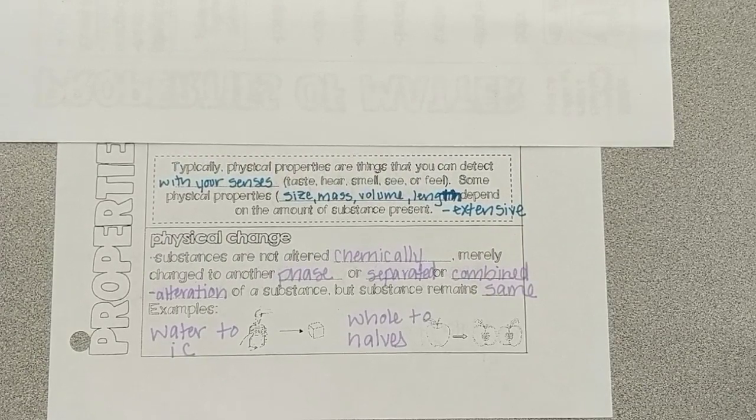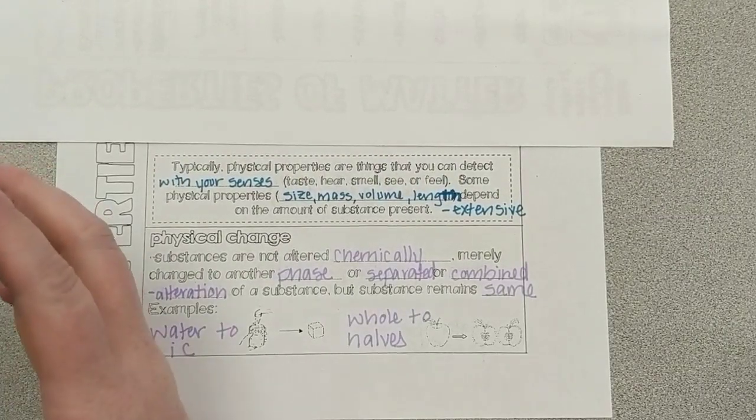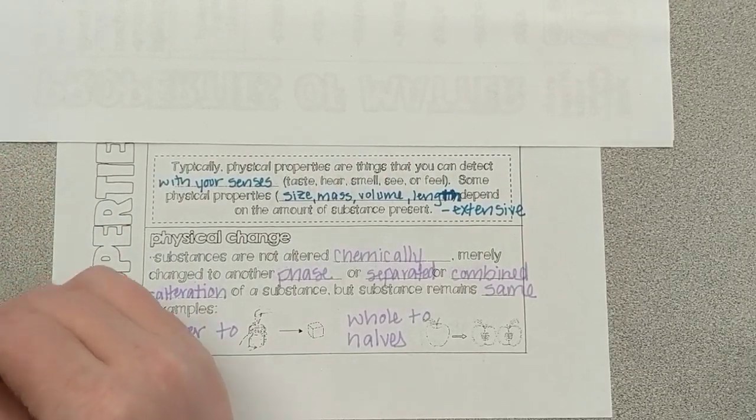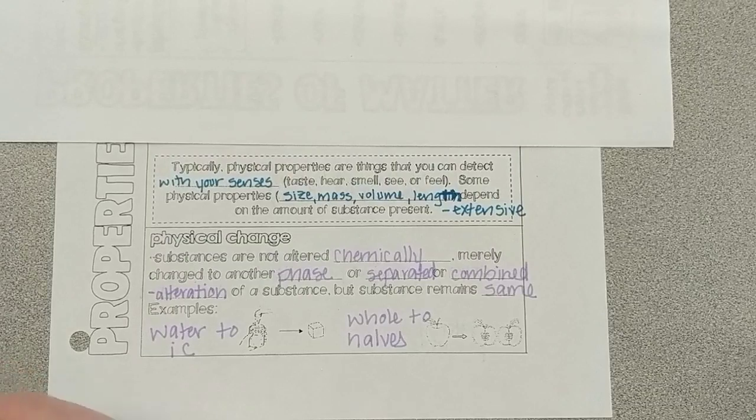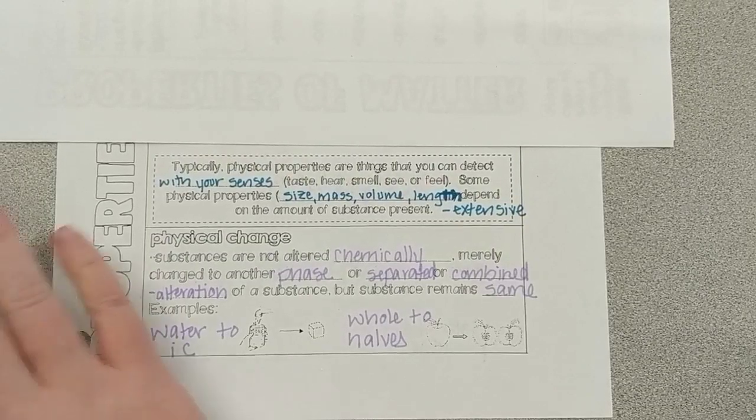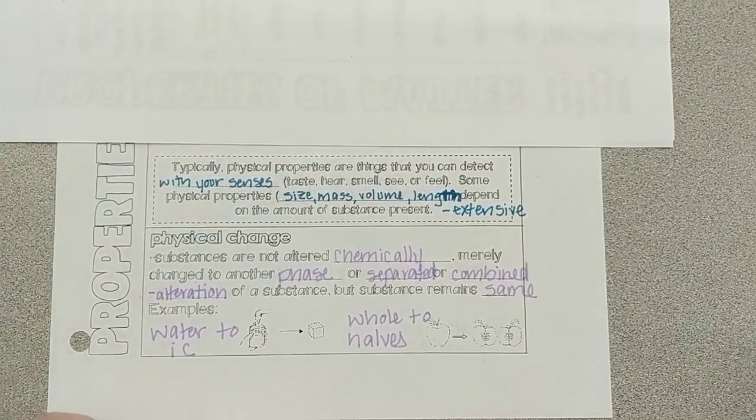Some physical properties like size, mass, volume, and length depend on the amount of substance present. Those physical properties are called extensive properties. Things that don't depend on the amount of the substance are called intensive properties. Things like color, hardness, and odor are intensive properties.